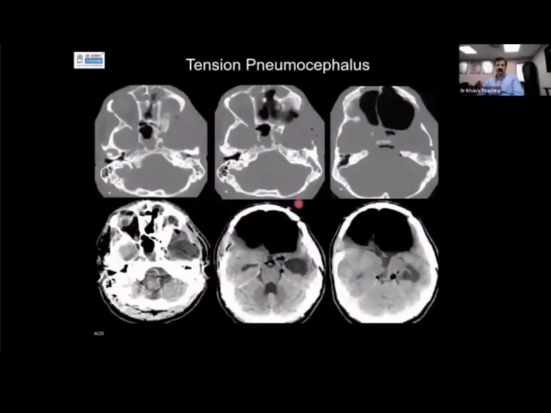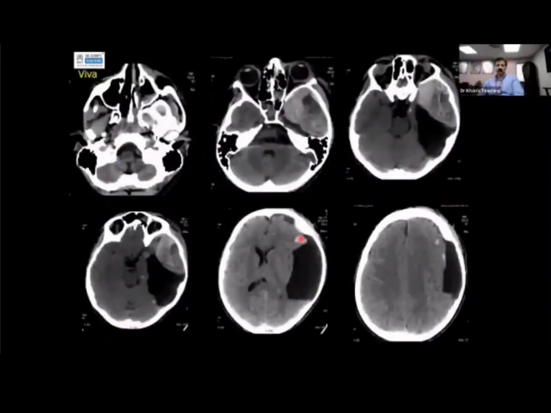And so look at this case, tension pneumocephalus, lot of brainstem, base of skull fractures, and look at this. And so this kind of a case will require surgery or drainage. Do you see this? Look at the mass effect.